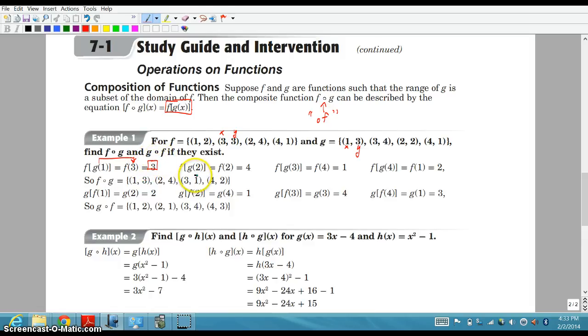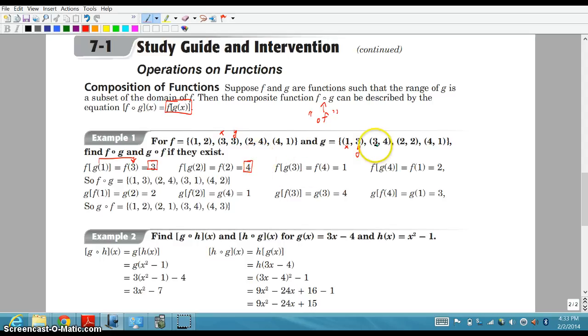Similarly with f of g of 2, we go to our g function, we find 2, there it is. G of 2 is 2, so that's what we're plugging in here. As it turns out, we're going to plug that into our f function, so f of 2, well, that's 4. Therefore, f of g of 2 is 4.